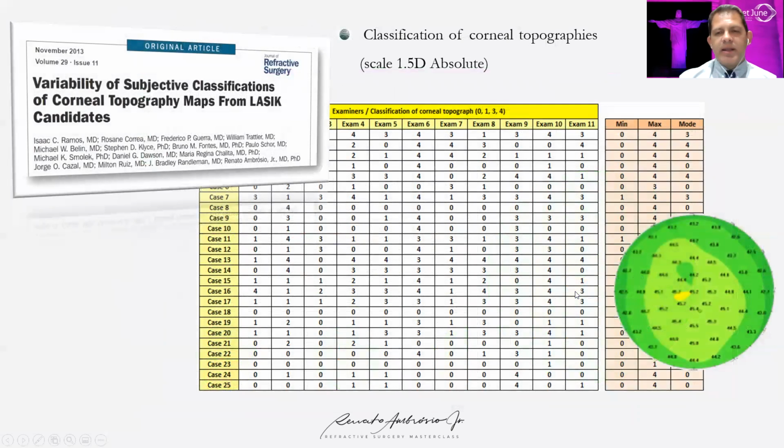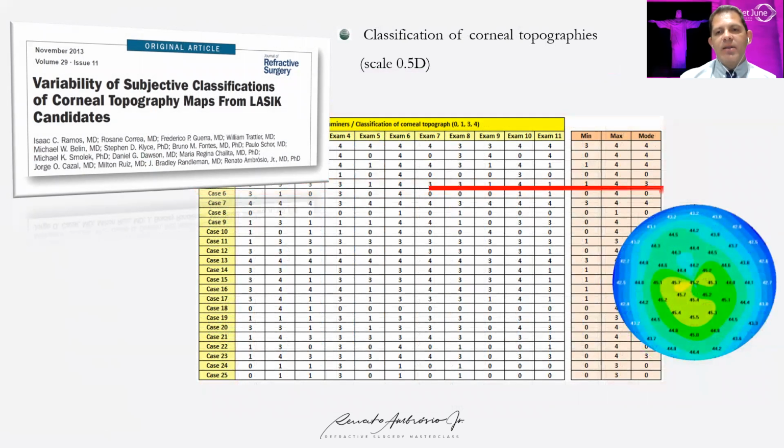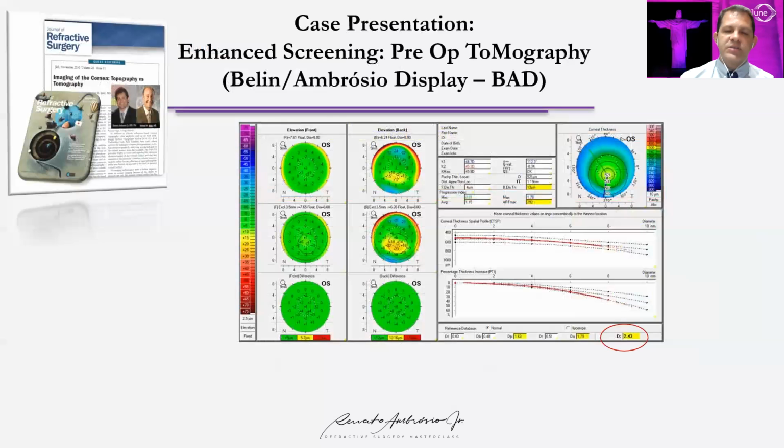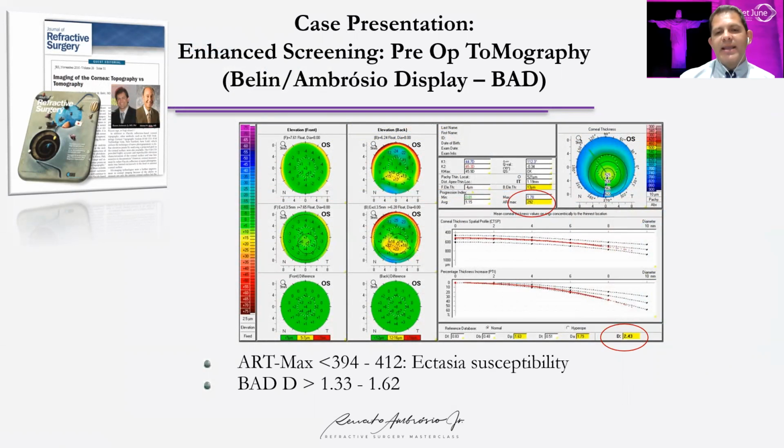I was really frustrated, and this consideration led me to the study on the variability of subjective classifications of corneal topography done by experts. So this is case number 6, in which we found a huge variability from 0 to 3 with a mode of 0, with the first scale, the 1.5 diopter Steve Klyce scale, and with another scale, the half a diopter normative scale, we found also a mode of 0, but varying from 0 to 4. Interestingly, this case was found with ectasia susceptibility because of the D that was higher than 1.4 and the ARTmax that was lower than 400.